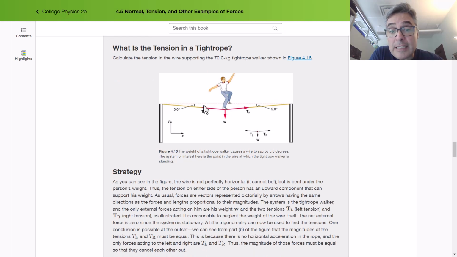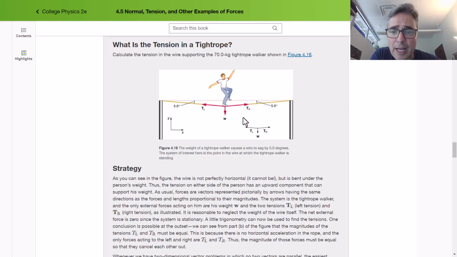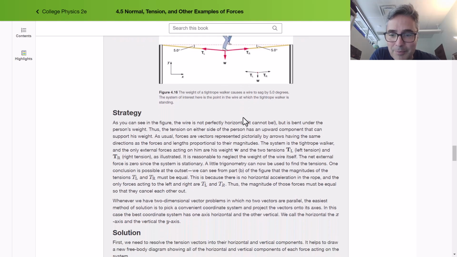Here's a tightrope where the tension is acting with a small upward component in both directions on this person, and that upward component of the tension is what's balancing out the weight, and the horizontal components of the left side and the right side cancel each other out. So even if the weight is kind of small, the tension in a tightrope is very high, and so you need a strong tightrope so it doesn't break.